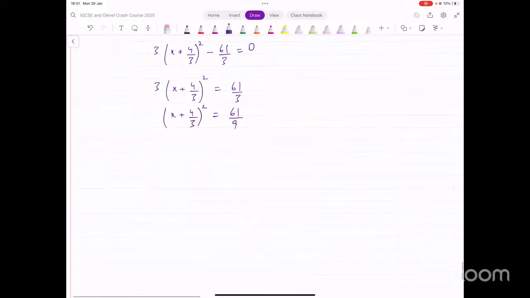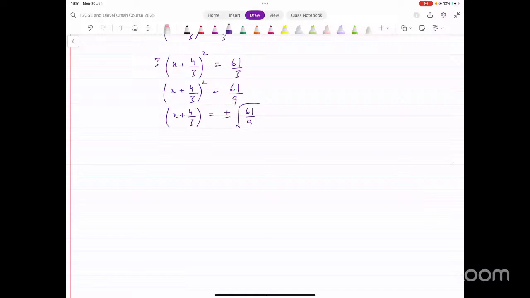Now, since you want to get rid of the square here, you can take square root on both sides. When you take square root on both sides, it becomes x plus 4 over 3 equal to square root of 61 over 9. But remember, when you take square root, you have to have plus minus there. So now it becomes x plus 4 over 3 equal to square root of 61 over 9. That is one possibility. Or x plus 4 over 3 equals minus square root of 61 over 9.